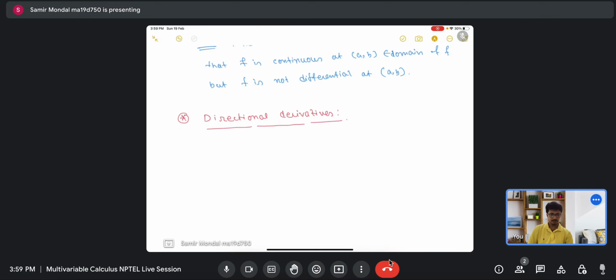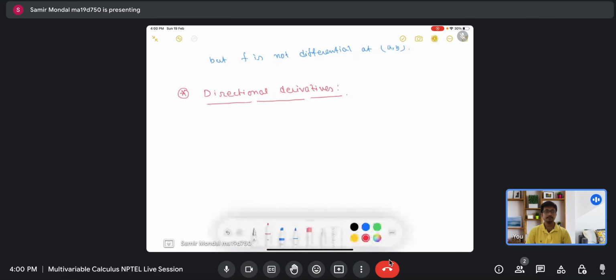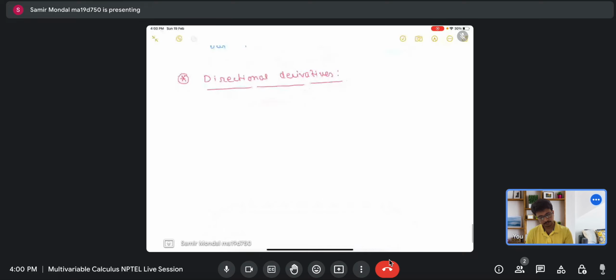Before going to discuss the directional derivative, I want to recall what the partial derivatives of a function are with respect to x and y. Still, I'm restricting myself to two variable functions.